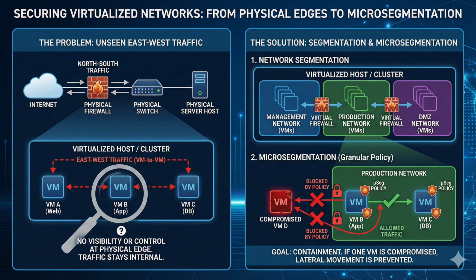We segment. For our example cluster, we might separate a management network, a production network, and a DMZ. Then we add microsegmentation, rules that limit which VMs can talk to which, even within the same VLAN. The goal is simple. If one VM is compromised, the attacker can't easily pivot to everything else.